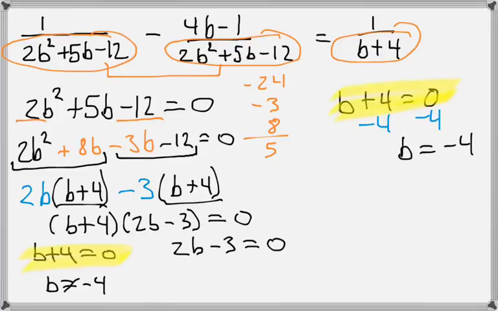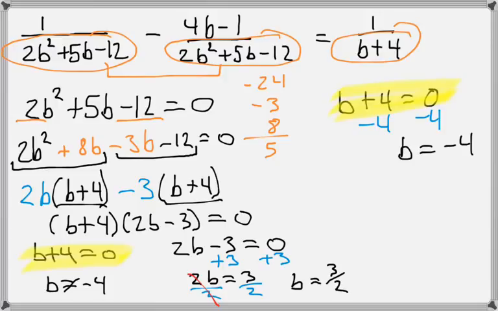Now if we look at the other one to solve for b, we have to add 3 to both sides. That's going to give us 2b is equal to 3. And then to get b by itself, divide both sides by 2. The 2 and the 2 cancel out, leaving us with b is equal to 3/2.